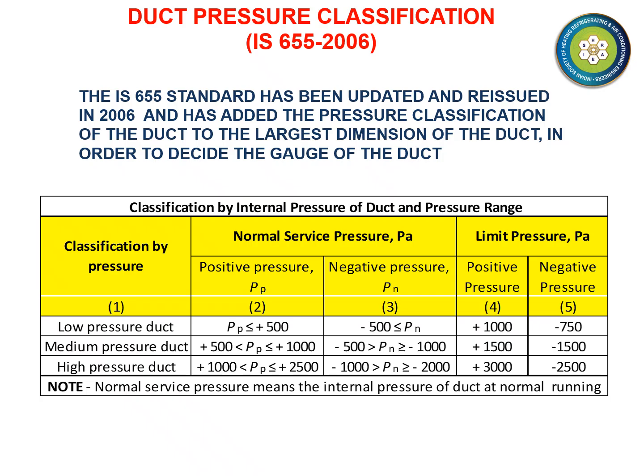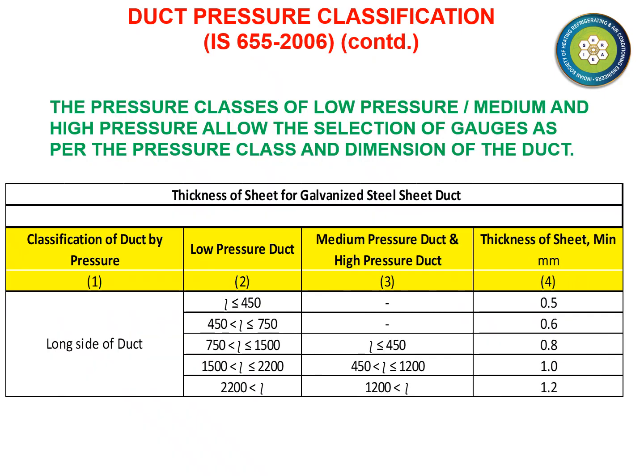The pressure classification of ducts is shown on this slide. The pressure is in units of Pascal. In case of a rectangular duct, the length of the longer side of duct cross section in millimeter and its pressure classification would determine the recommended galvanized steel sheet thickness, again in millimeters.